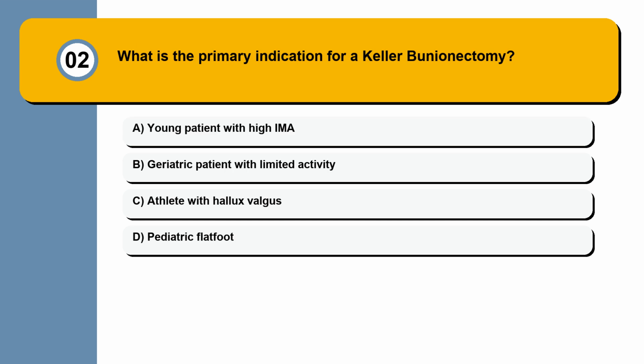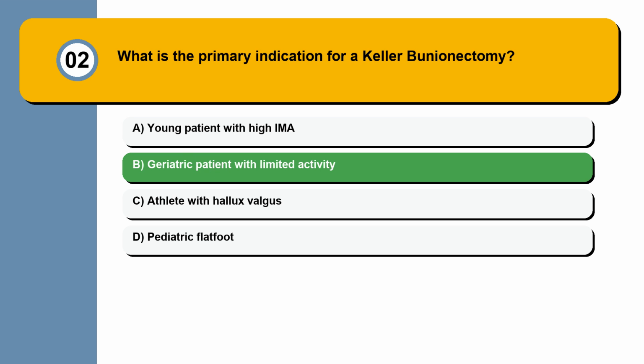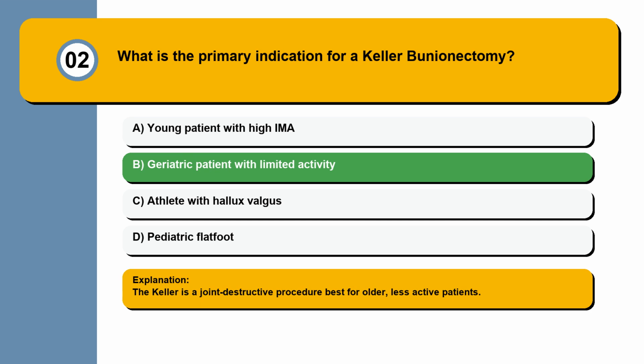Question 2. What is the primary indication for a Keller bunionectomy? Young patient with high IMA, geriatric patient with limited activity, athlete with hallux valgus, pediatric flatfoot. The Keller is a joint destructive procedure best for older, less active patients.